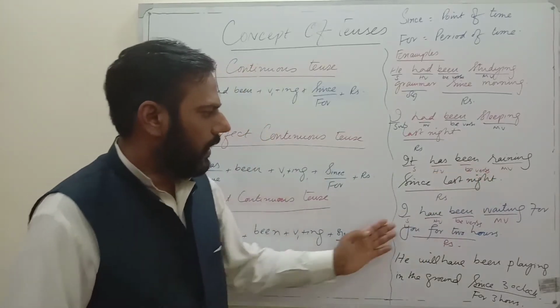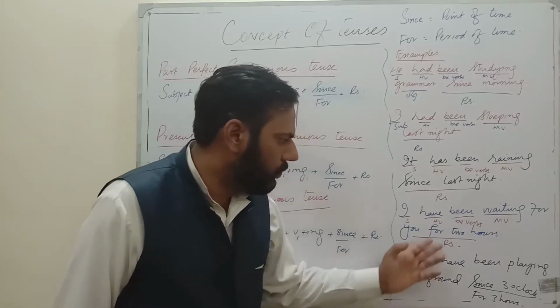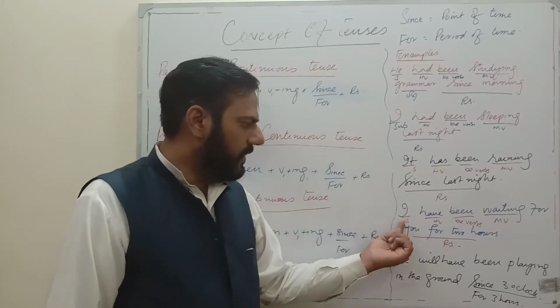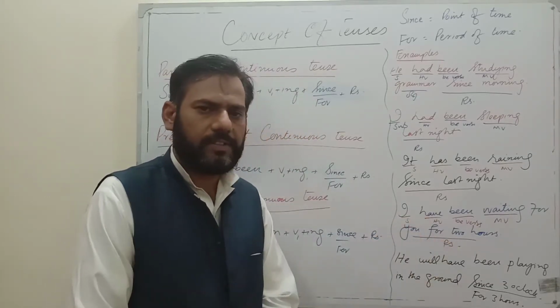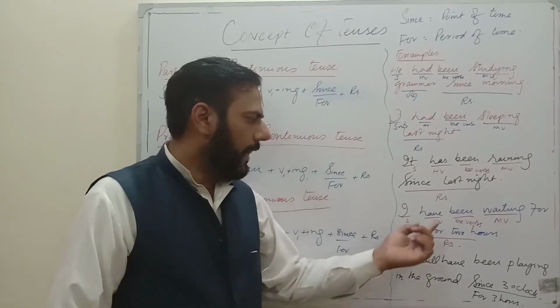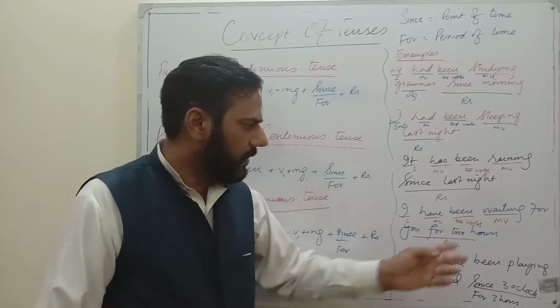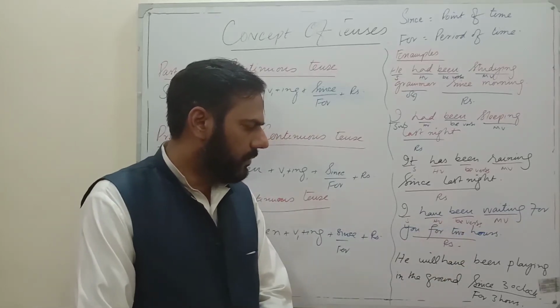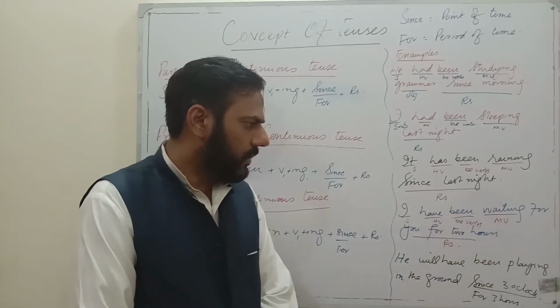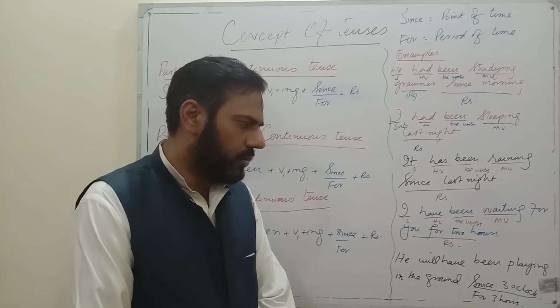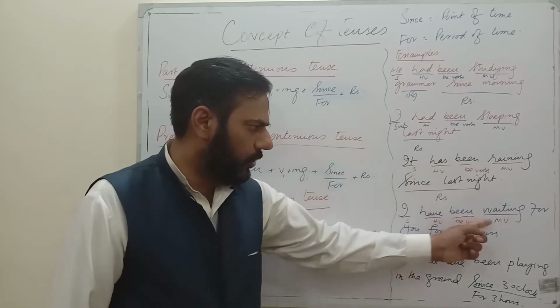The next one, I have been waiting for you for 2 hours. So with I we are using have. This is a specific area I told you. Have is used with I. So have is used for present, been for the perfect, and waiting, that is the present participle. So present perfect continuous tense.